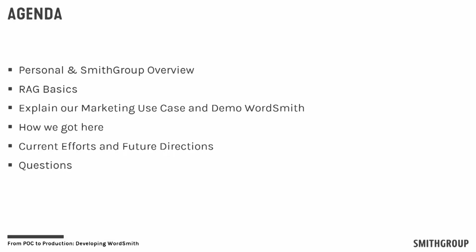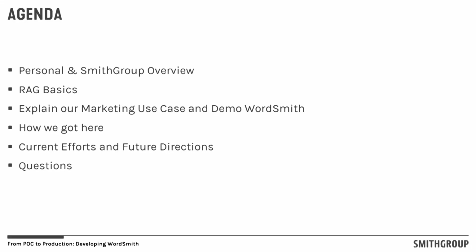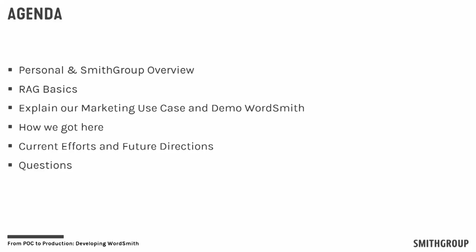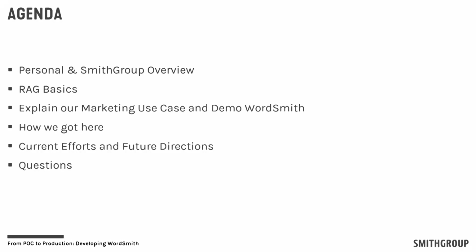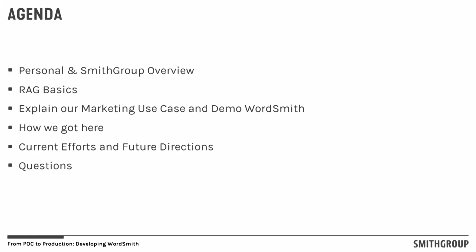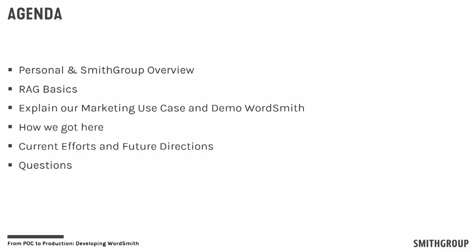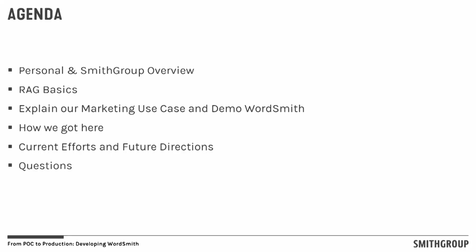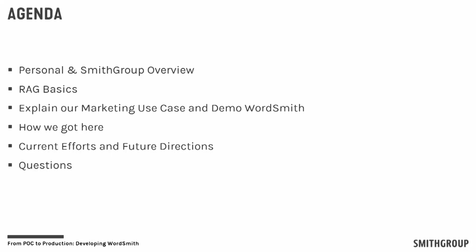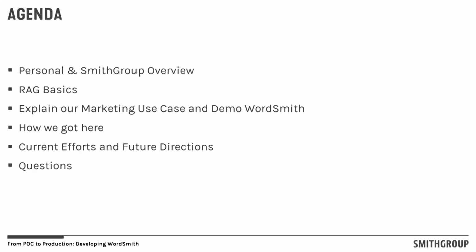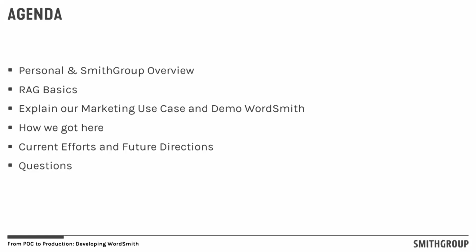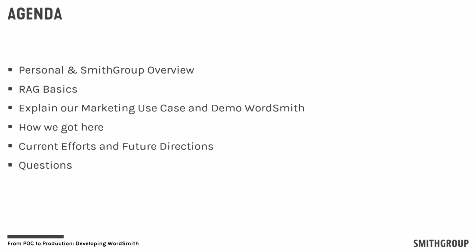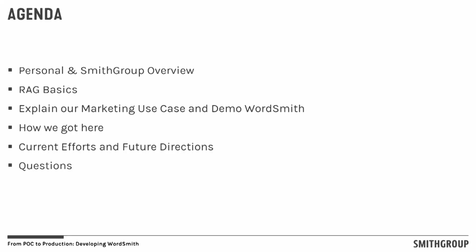Just a brief overview of what we're going to do. Real quick personal overview, then dive into what SmithGroup is. Going to level set some RAG basics if you're not familiar with that at all. I'm going to explain our marketing use case, why we went with that, and then demo the application itself. Then I'll go back and explain that journey and how we got here, starting at the very early points, POC, even before that, and then what we're doing with our production environment. And then also talk about some of the things that we have in our development environment and some future directions, and hopefully there'll be time for questions as well.